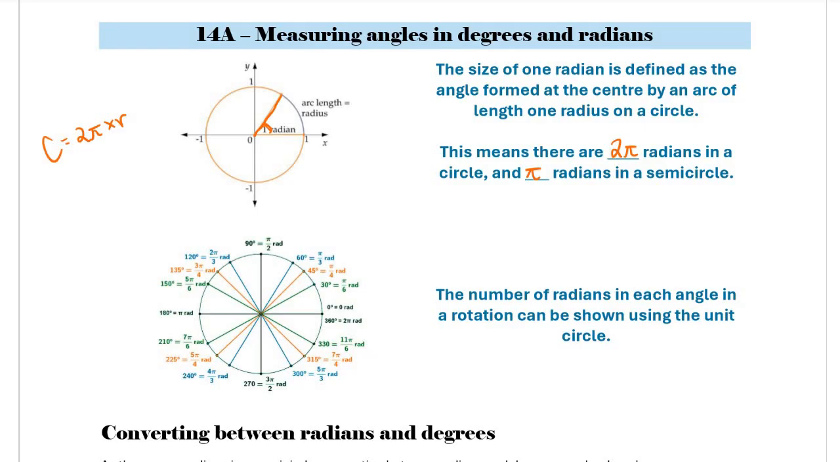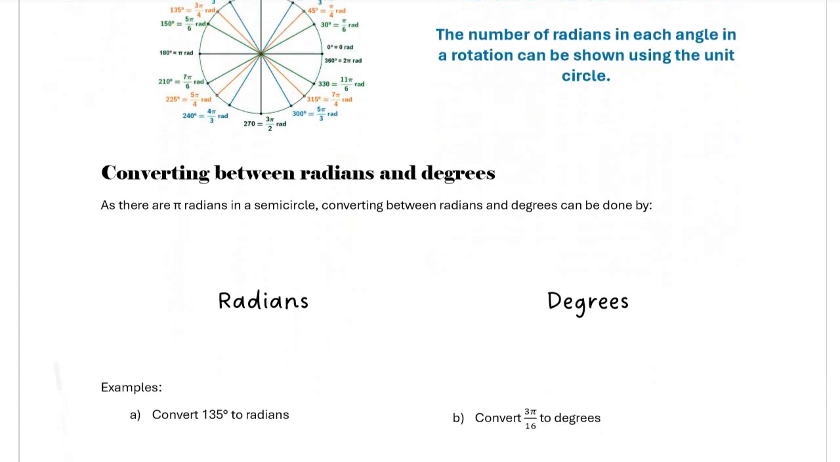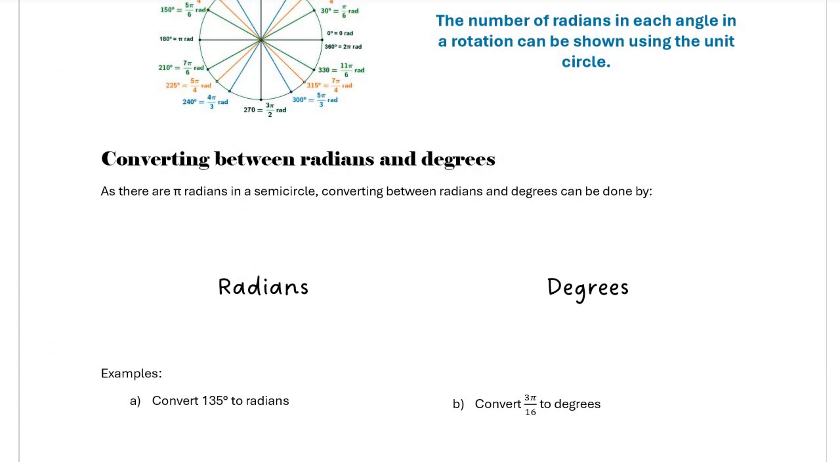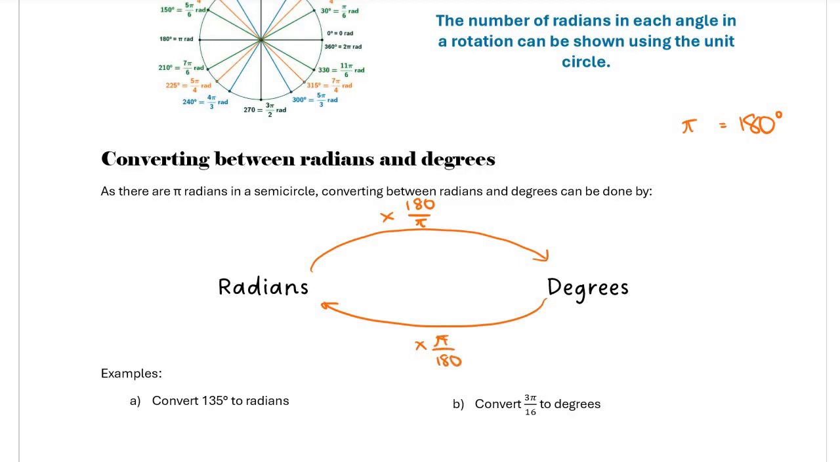So what that means for converting between radians and degrees is that if we're going from radians to degrees, we're just doing a ratio kind of deal. Okay, so in every pi radians there's 180 degrees. So to get from a certain number of radians to degrees, we're going to multiply it by 180 over pi. And then to get from degrees to radians, we're just going to do the opposite. We're going to times by pi over 180.